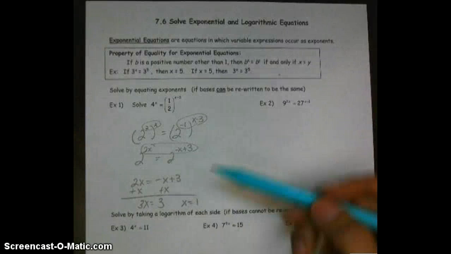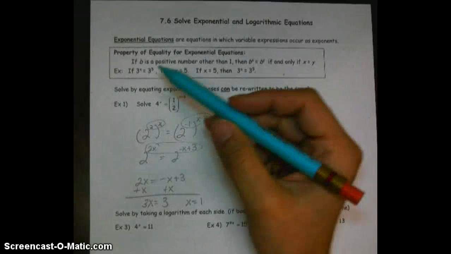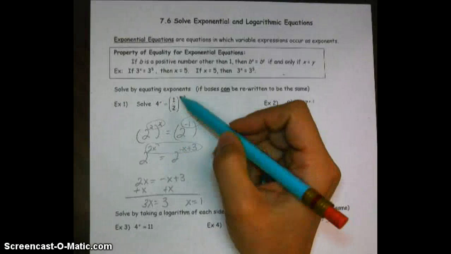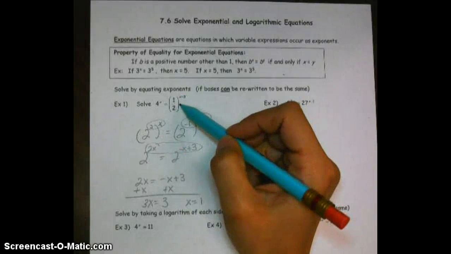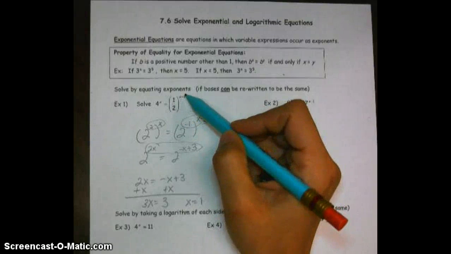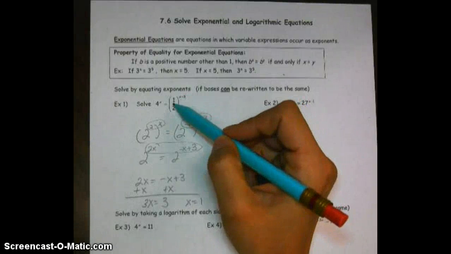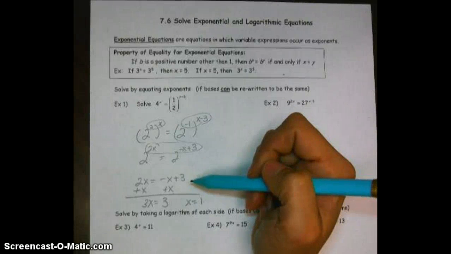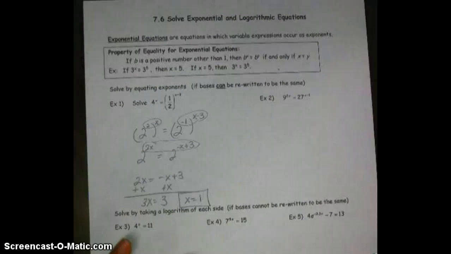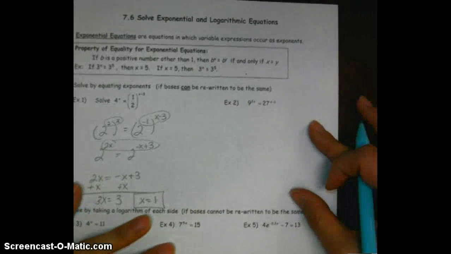And then if you want to make sure your answer is good, you'd plug it back in just to make sure it makes sense. So 4 to the first power is 4. And then 1/2 raised to the 1 minus 3 is like saying 1/2 raised to the negative 2, which also equals 4. So 4 equals 4, true statement. We solved correctly.